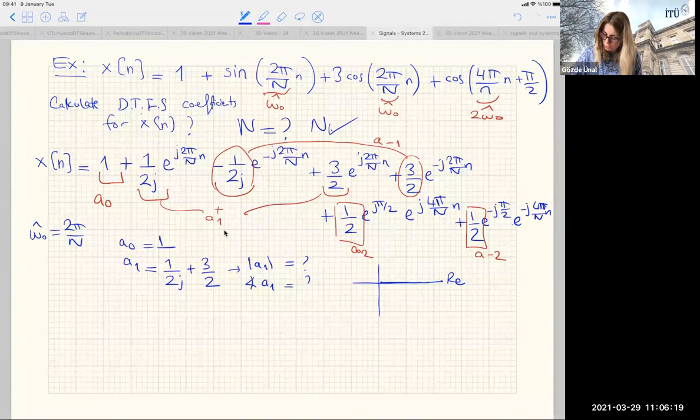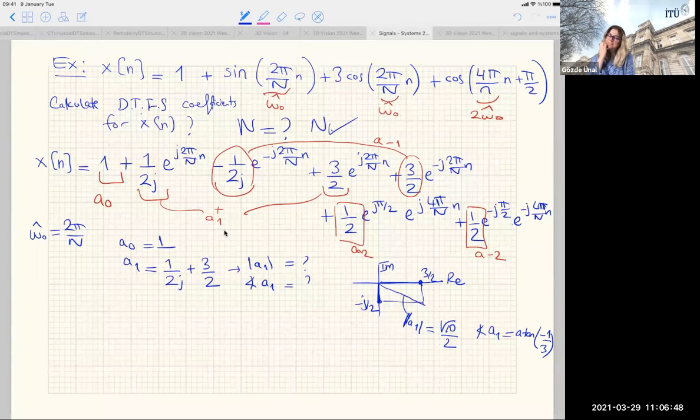Real part is 3 over 2. This is the imaginary axis, remember. This is minus j over 2. You have to have the magnitude here. So you see this is really the magnitude of A1, which is square root 10 over 2. The angle of A1 will be arctangent of minus 1 over 3. You should see this from the plot. You can calculate this. Is this clear?